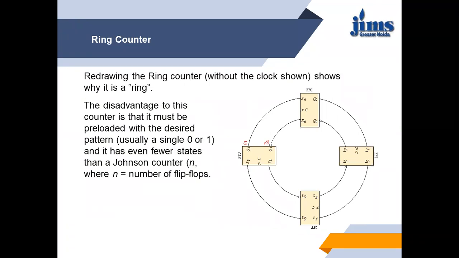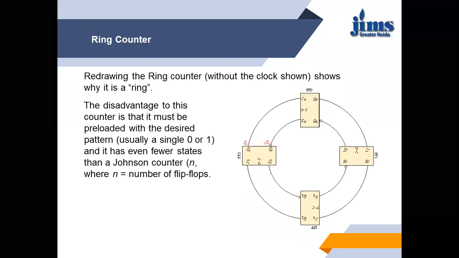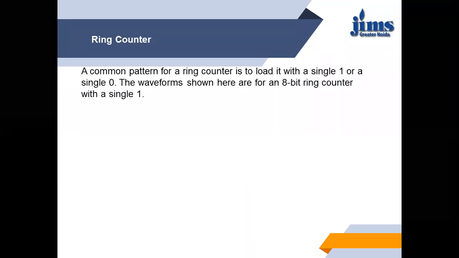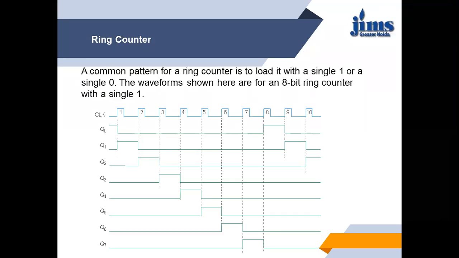The disadvantage of this counter is that it must be preloaded with a desired pattern, usually a single 0 or a single 1, and it has even fewer states than a Johnson counter, because in a Johnson counter we have 2n states. On the other hand, it has the advantage of being self-decoding with a unique output for each state. So we can see the timing diagram.